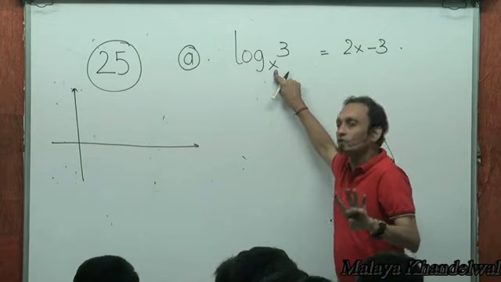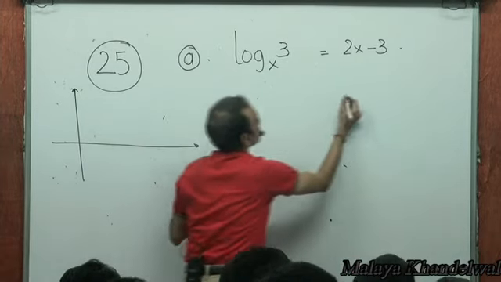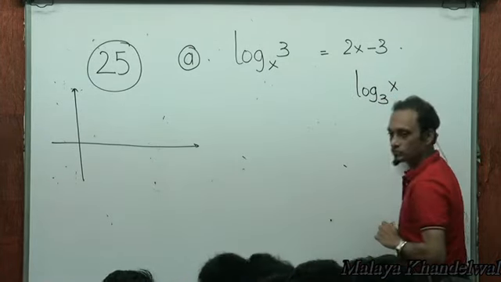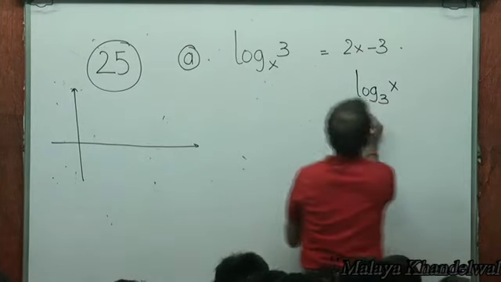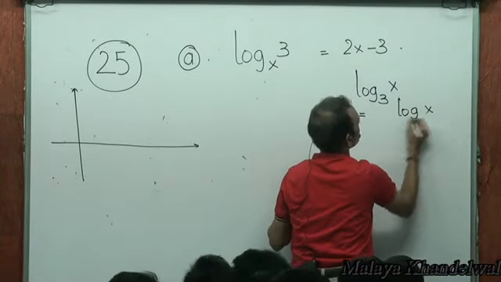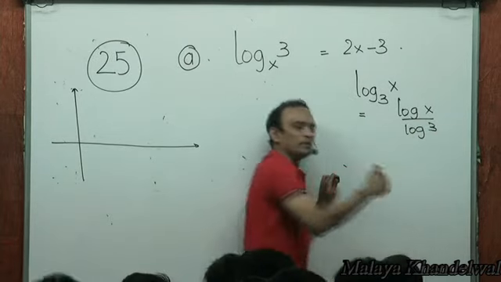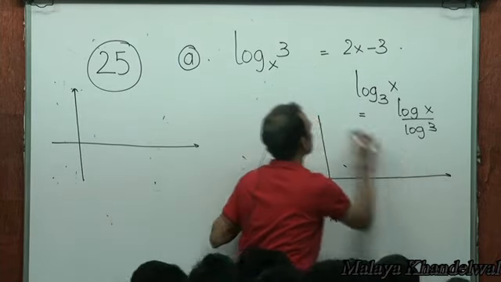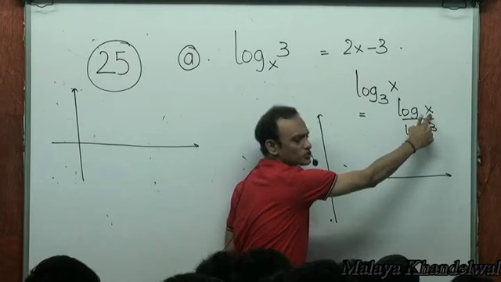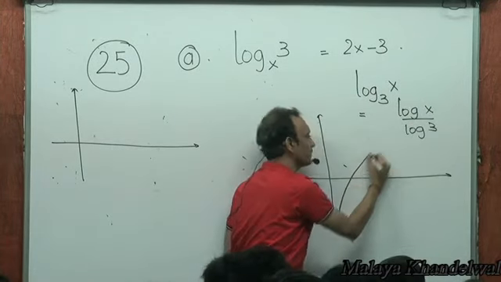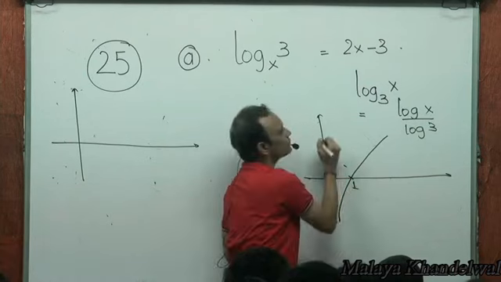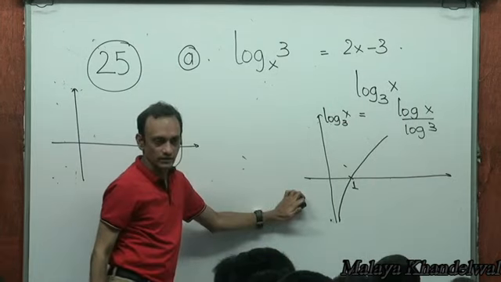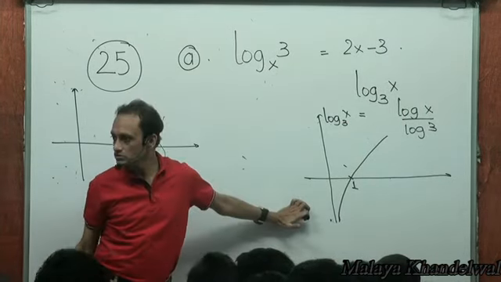In any case, let me look at log x to the base 3 for x greater than 0, which is like log x by log 3 to base e. It'll be the same as the graph of log x. At x equal to 1, it'll become 0. As x tends to 0 from the greater than 0 side, it'll be minus infinity. As x tends to infinity, it'll be plus infinity. This is the graph of log x to the base 3. Right? Yes or no?